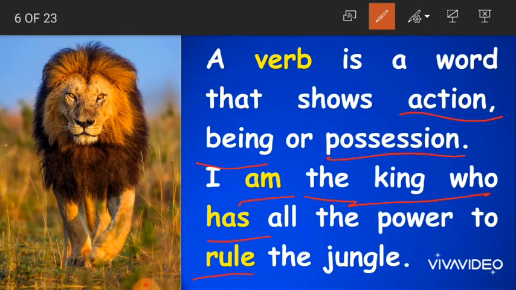Who has, again, we call it a helping verb. Has. Rule. What is his work? What is his possession? His possession is to rule the jungle. He is the king of the jungle. He rules. He'll take care of the jungle. Yes or no? So that's his work. So that is why rule here becomes the verb. Understood, children? A verb is a word that shows action, being or possession.